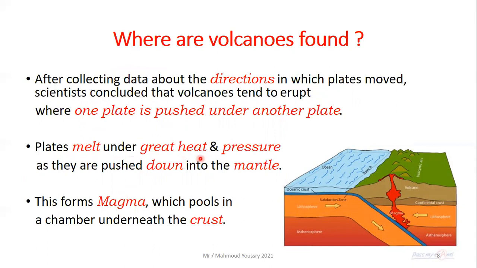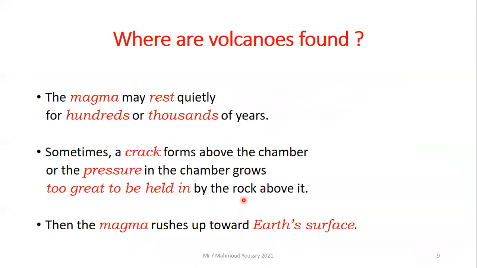Plates melt under great heat and pressure as they are pushed down into the mantle. This forms magma, which pools in a chamber beneath Earth's crust. So when the plate is pushed under another one, there is great pressure and heat, so it melts and makes a pool of magma.